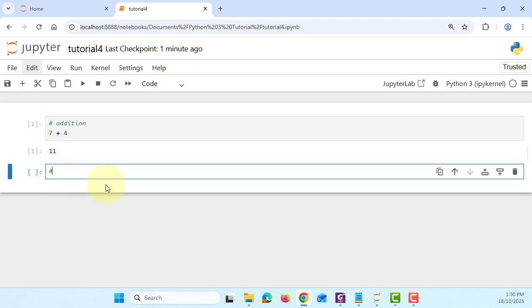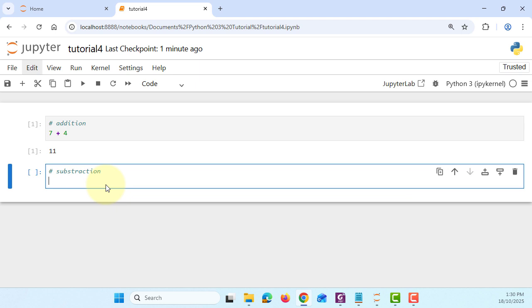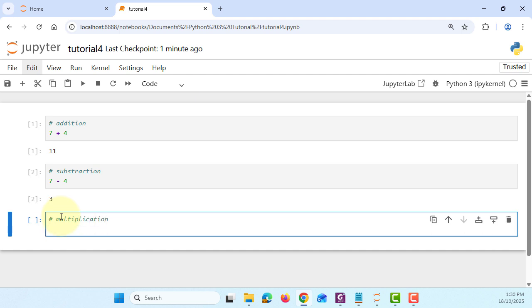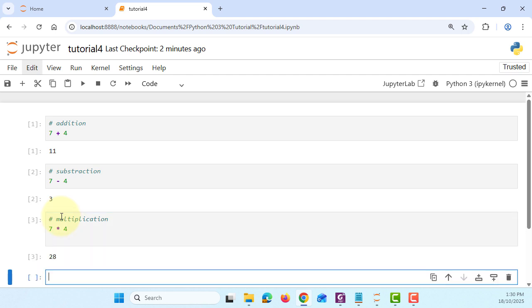Let's look at subtraction. We can say 7 minus 4. Okay, enter, which is 3. That's correct. Then multiplication. 7 multiplied by 4, that should be 28.